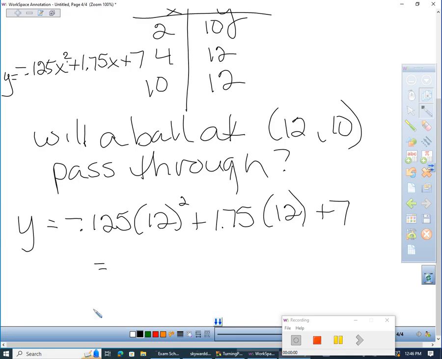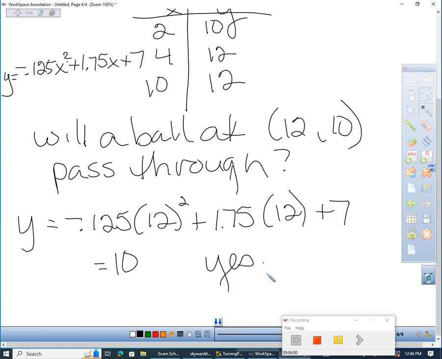Did anybody get it yet? Is it? I'm asking. You got 10? I got 10. So since it equals 10, which is the y value in our point, will this ball go through the hoop? I would say yes.